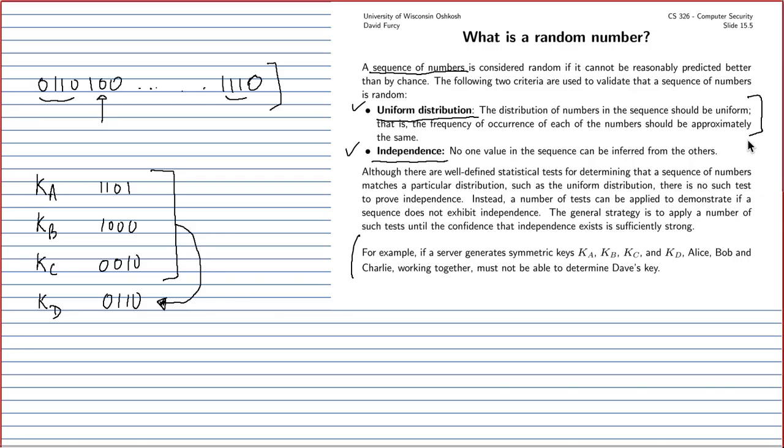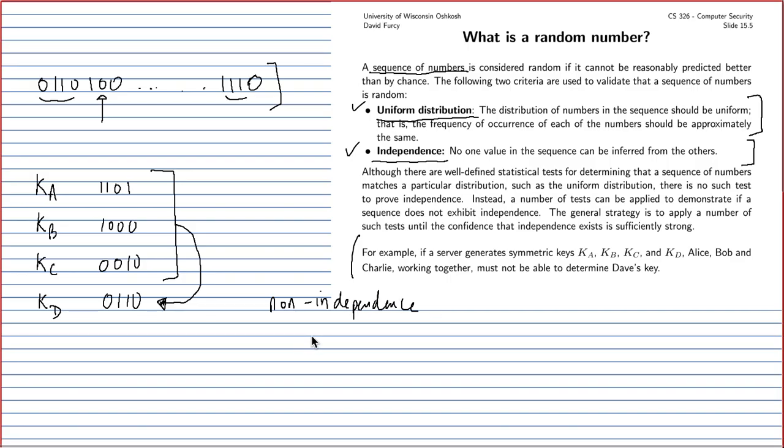Unfortunately, it's not the same for independence. So it turns out there are no tests that will tell you for sure if a sequence is independent. On the other hand, we do have some tests that check the opposite, for non-independence.